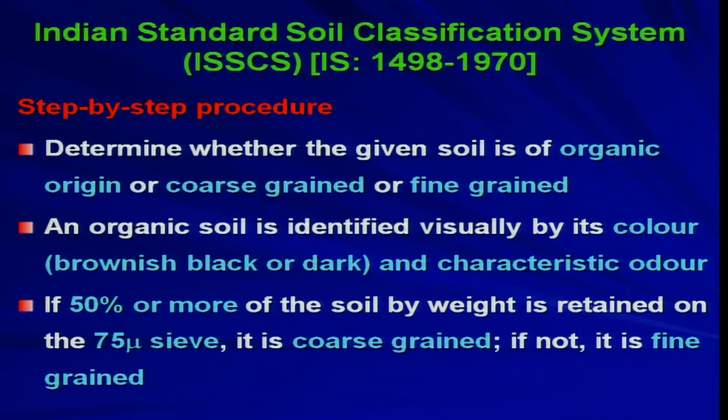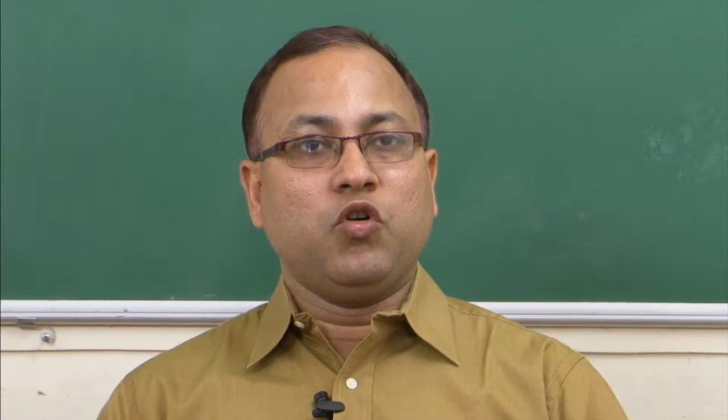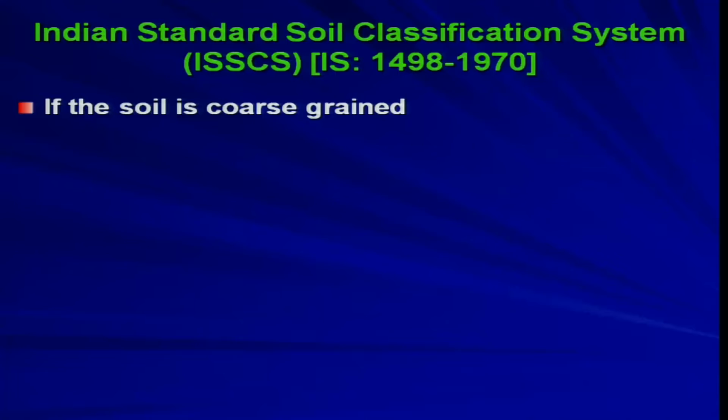If 50% or more of soil by weight is retained on 75 micron sieve, then it is coarse grained. If 50% or more is passing through 75 micron, then it is fine grained. So you have these three basic classifications: organic soil, coarse grained soil or fine grained soil. Once you know the soil is coarse grained, then you come to this category.